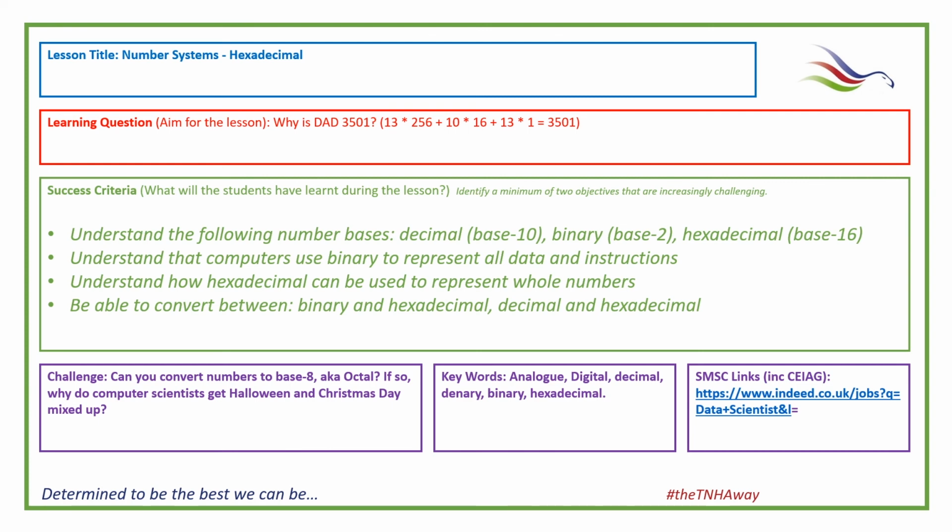The key question was, why is DAD 3501? Well, hopefully now you're at that stage, you do know that. The D, which is 13, is 13 times 1. So let's put in the columns here. So DAD, so D is 13, that's the 13 ones, then A is 10 16s, and then D is 13 256s. Add those all up, you get 3501. That's why DAD hexadecimal is 3501 in denary.